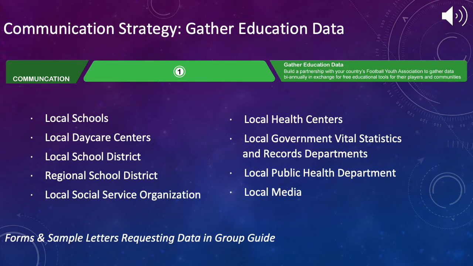And now on to step 1 of the communication strategy, gather education data. Build a partnership with your country's Football Youth Association to gather data biannually in exchange for free educational tools for their players and communities. Data will be gathered from local schools, local daycare centers, local school districts, regional school districts, local social service organizations, local health centers, local government vital statistics and records departments, local public health departments, and local media. Forms and sample letters requesting data are available in the group guide.